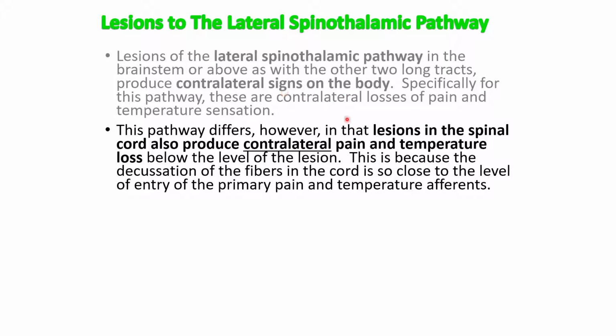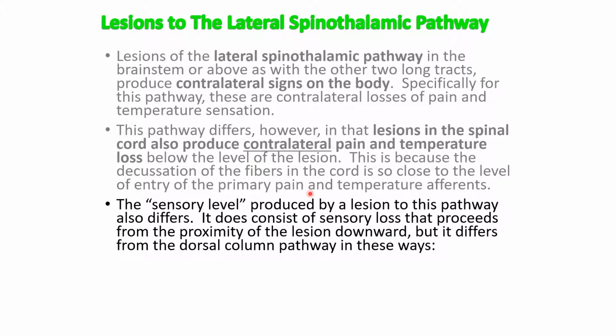However, this pathway differs in that lesions in the spinal cord produce contralateral pain and temperature loss below the level of lesion. This is because the decussation of the fibers in the cord is close to the level of entry of the primary pain and temperature fibers.